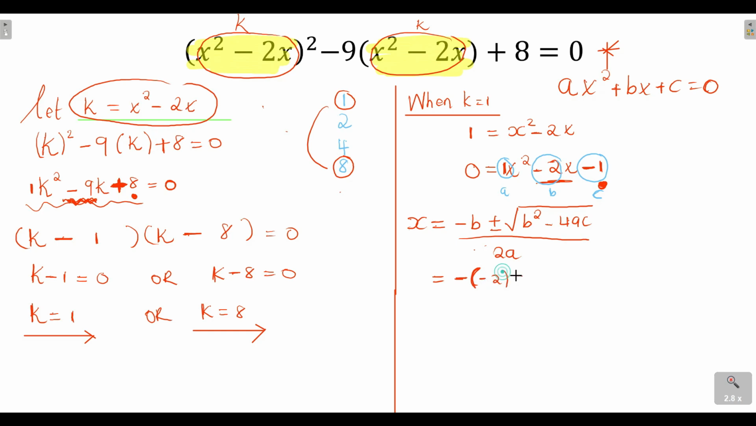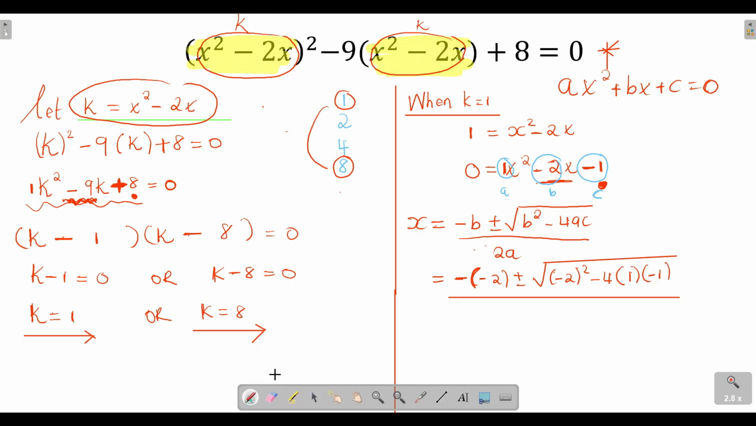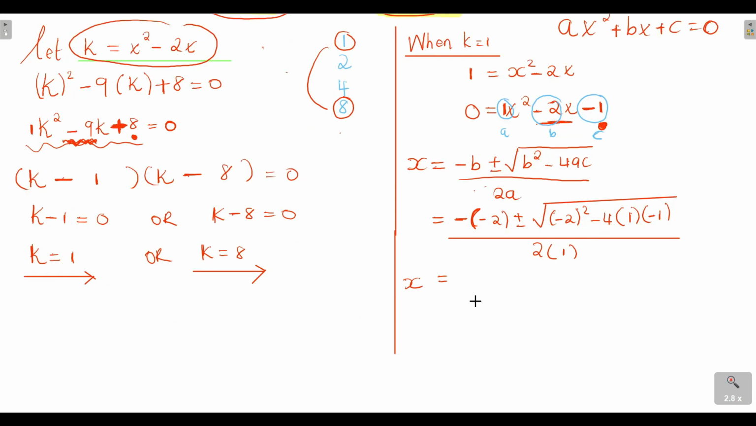Minus 2, plus or minus the square root of, what is our b? Minus 2 all squared, minus 4. What is our a? 1. What is our c? Minus 1, all over 2. What is our a? It's 1. So you can basically simplify that, and if you put that into your calculator you'll get your x. Let me just do it practically with you guys.